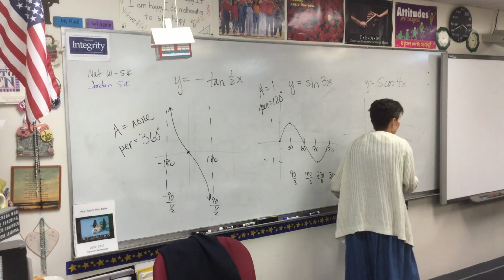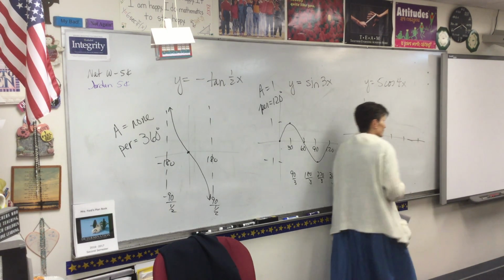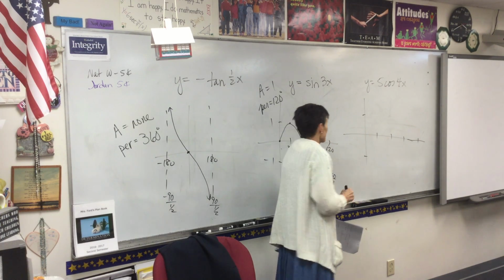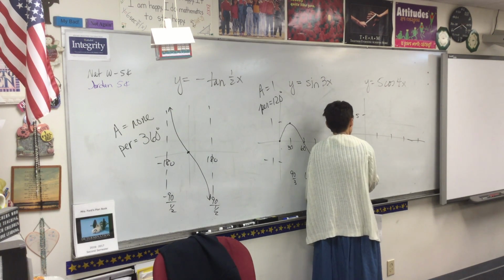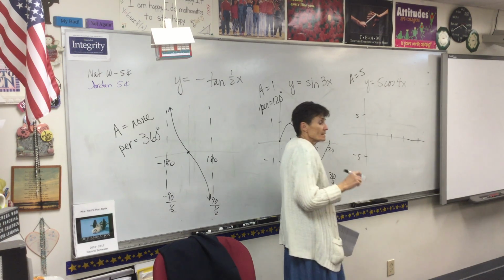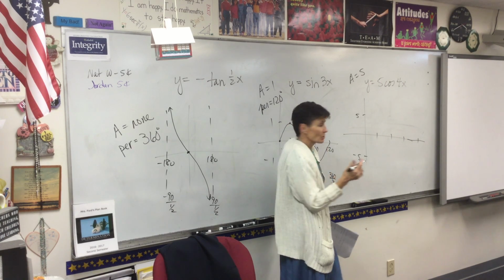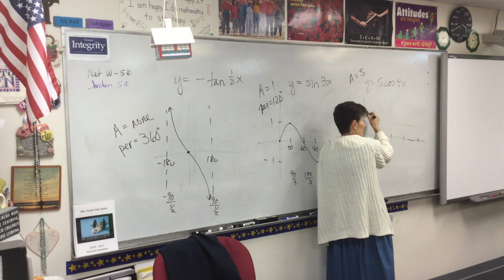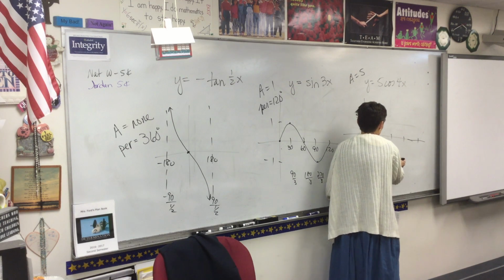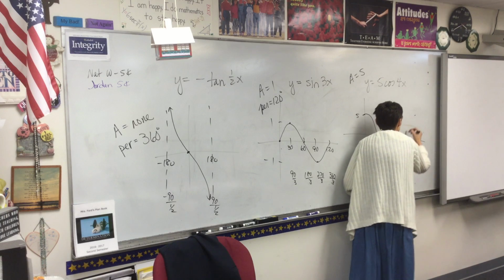Cosine 4x. Here we go. We got a cosine. Hash, 1, 2, 3, 4. So we know we're going up 5 and down 5. Our amplitude is 5. It's a regular cosine. So it starts up here and goes down, down, up, up. So here's my cosine.